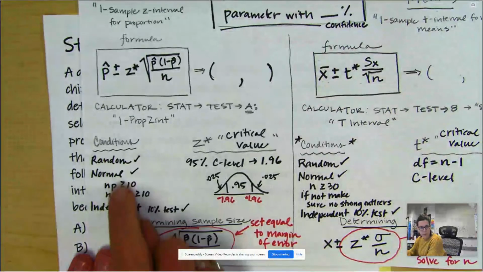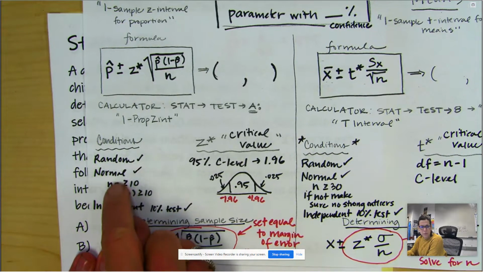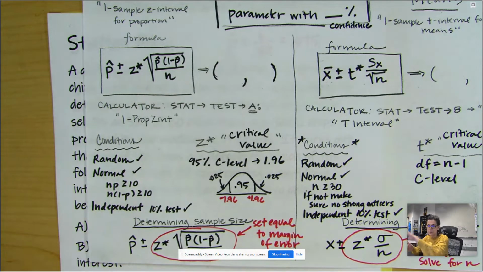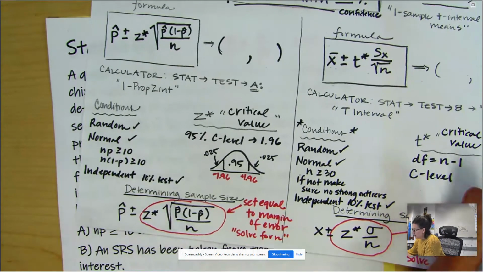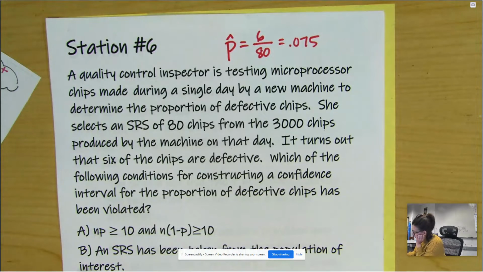The conditions for proportions are random, right? It needs to be stated. Normal: the sample size times the proportion that you have needs to be greater than or equal to 10, and the sample size times not the proportion needs to be greater than or equal to 10. Basically, you have to have enough so that it's going to make the whole curve. And then, of course, the 10% test. So something's being violated, and we need to figure out what.